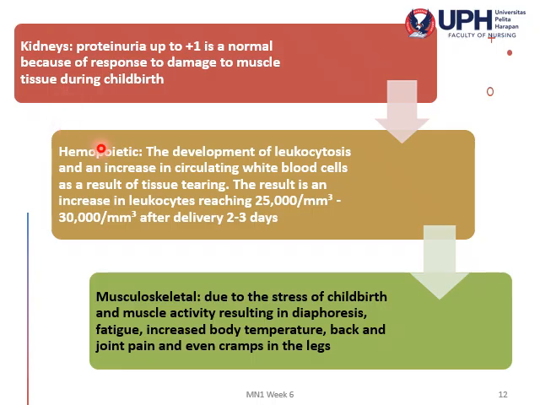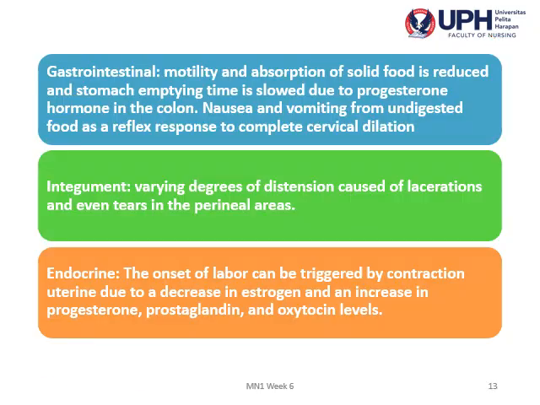In hemopoietic, there will be an increase in the leukocytes or white blood cells as the result of tissue tearing, and sometimes the leukocyte level will reach 25,000 to 30,000, and this will occur around 2 to 3 days of delivery. With the musculoskeletal system, because of the stress of childbirth, the muscle activity will cause diaphoresis, fatigue, and also an increase in body temperature, and also pain in the back and in joints, as well as even cramps in the legs of the mother.